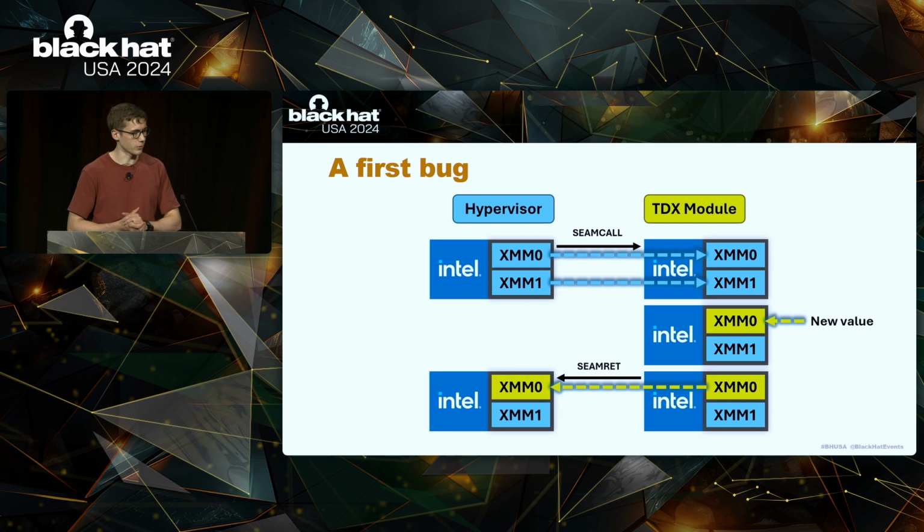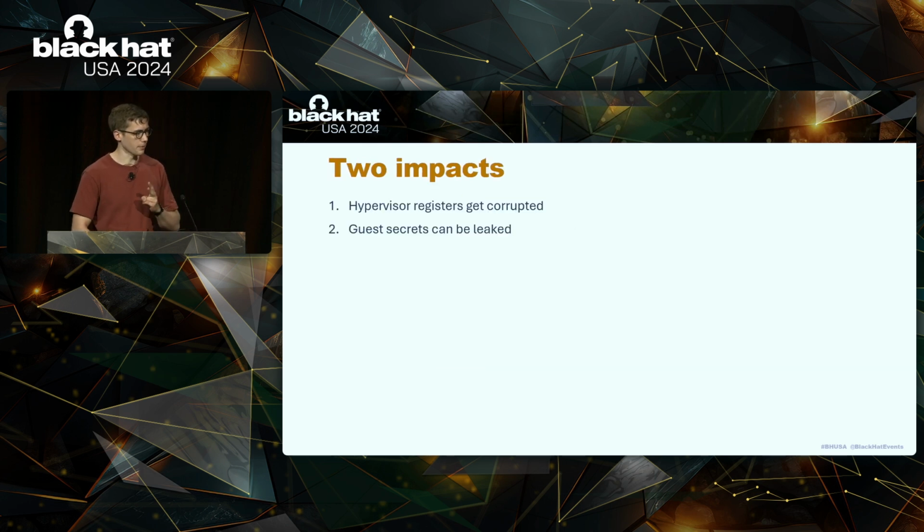And then the second impact, which is more interesting for us, is that whatever value the TDX module wrote in XMM0 actually persisted during the SEAMRET and therefore leaked to the hypervisor. And so if the TDX module had actually stored a guest secret in the XMM0 register, then that secret leaks back to the hypervisor during the SEAMRET. And so that's the second impact, possible information disclosure. So two impacts for that bug.